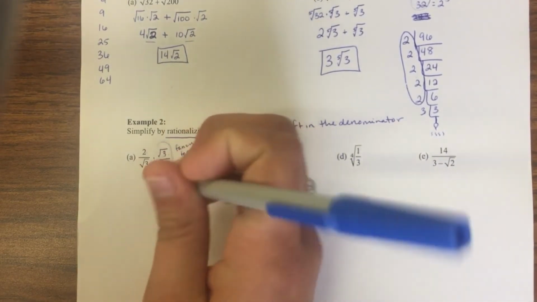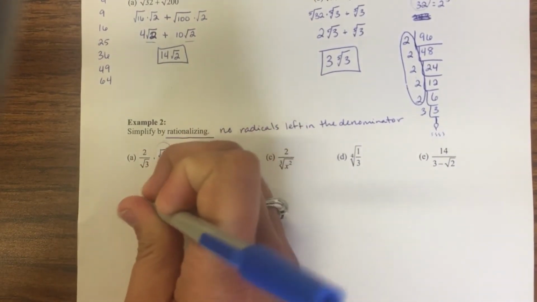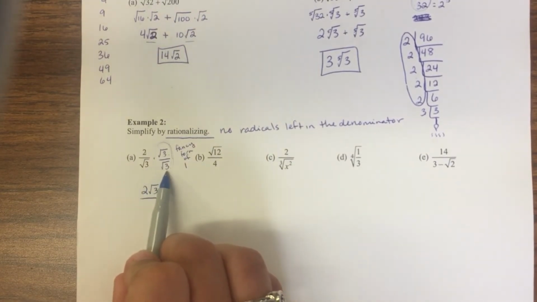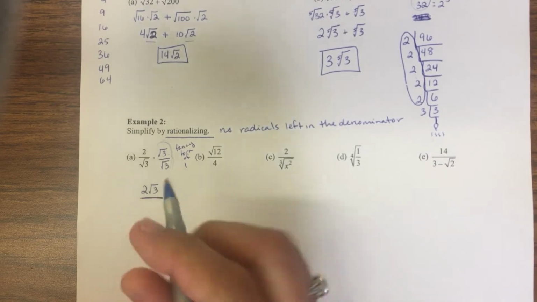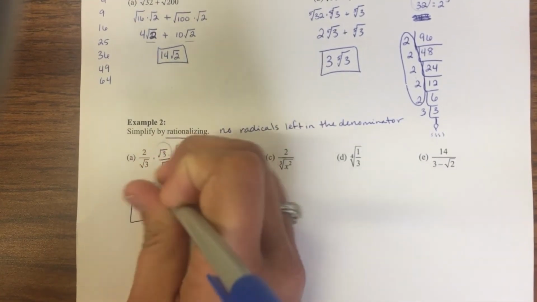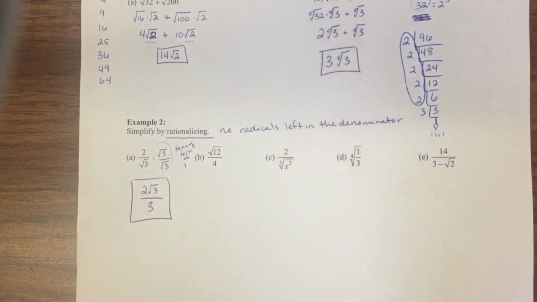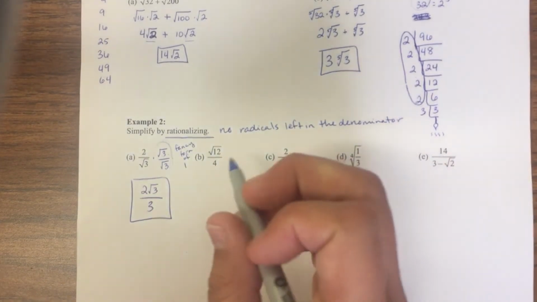So if I multiply the top by this, I get 2 square roots of 3. And if I multiply the bottom, I have the square root of 3 times the square root of 3, which is the square root of 9, which is 3. So this is equivalent to this. It's just the rationalized form because there's no square root on the bottom, okay?